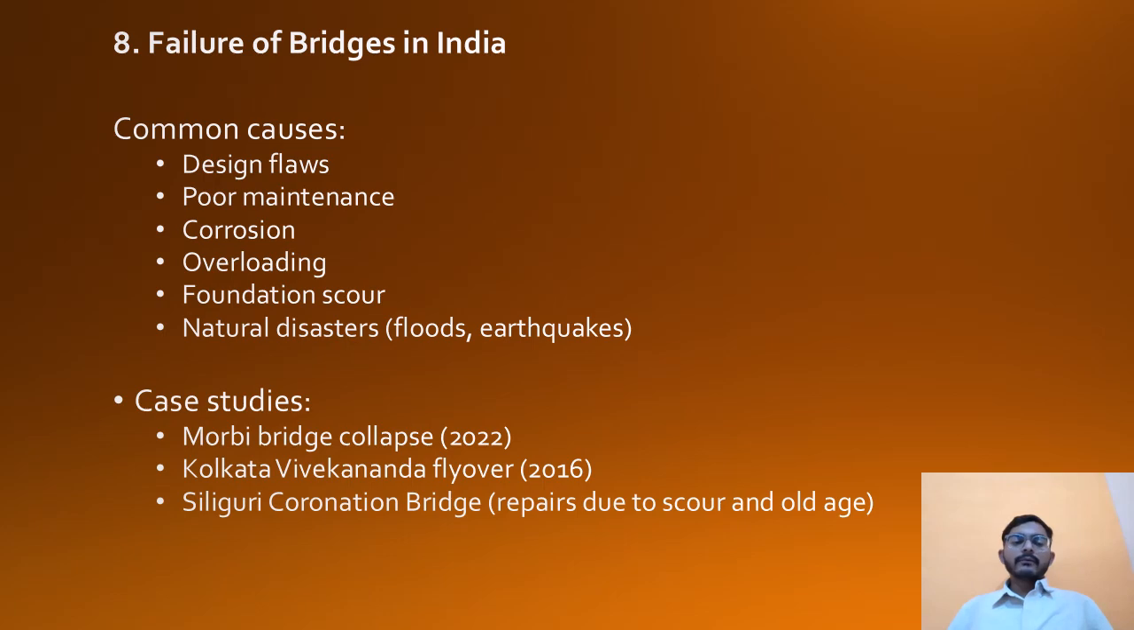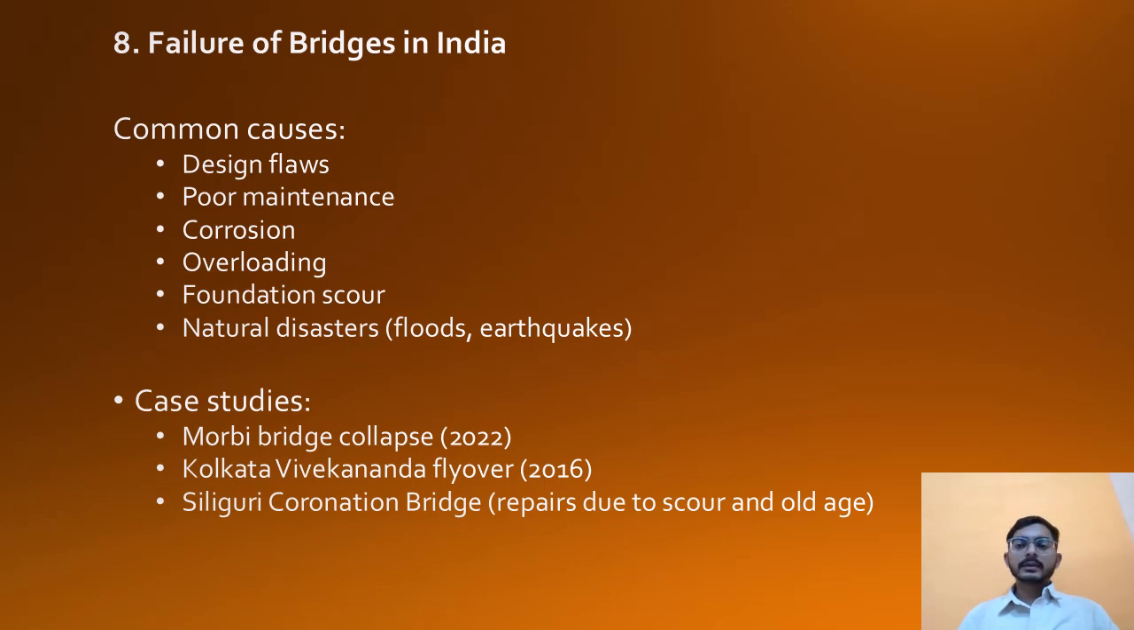So what causes failure of bridges? Mostly we will study about our country, India. What are the common causes? Design flaws, poor maintenance, corrosion, overloading, foundation scour, natural disasters. So these are the main common causes of failure of bridges in India. Maintenance should be on a periodic and routine basis.